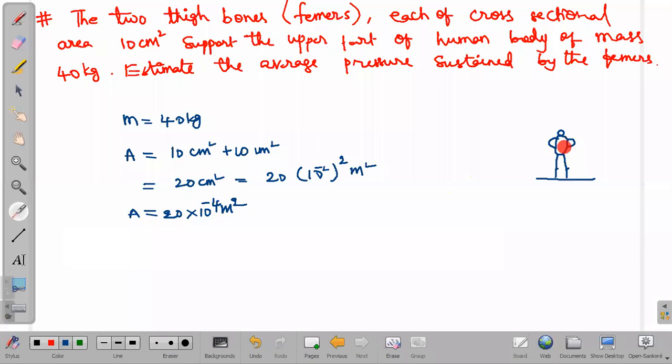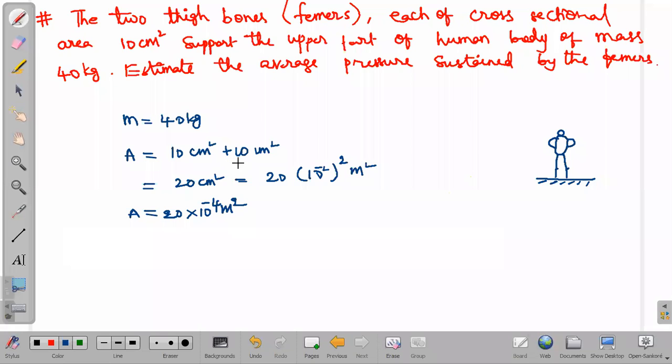This upper part of the body has 40 kg. This 40 kg is held by the two thigh bones, not a single thigh bone. That is the reason I have to consider the area of both. So that is what exactly the problem is about. The person is standing, and when he is standing, both the thigh bones together are carrying 40 kg. So both areas we have to consider, and if I consider both areas, this much I got.